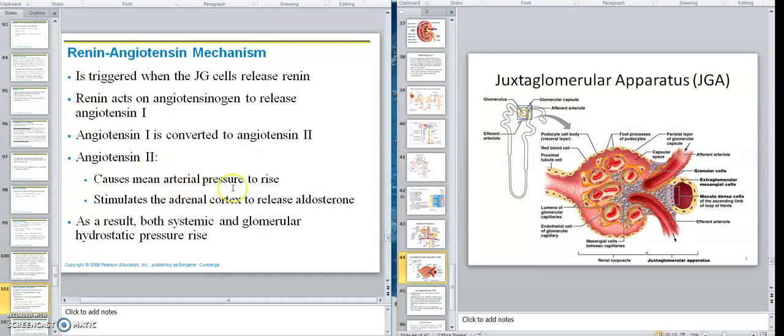Angiotensin 2 causes mean arterial pressure to rise. It's a powerful vasoconstrictor. It can turn on aldosterone. All the things we talked about before. Go back and review that.